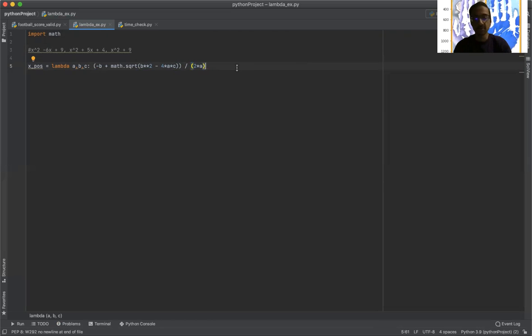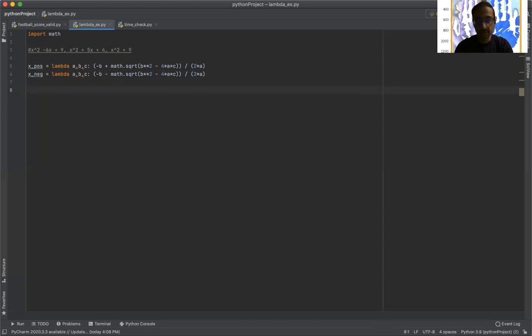Now we've got the positive, and we're just going to copy this over and do the negative. The only thing that will change here is the plus becomes a negative there. And that's it.